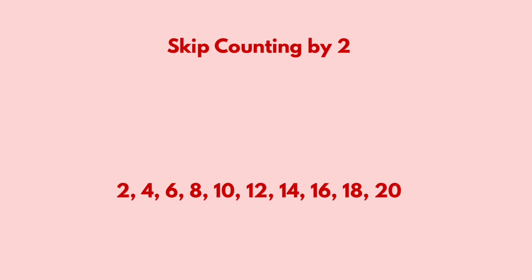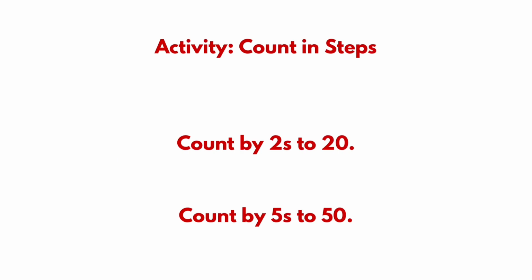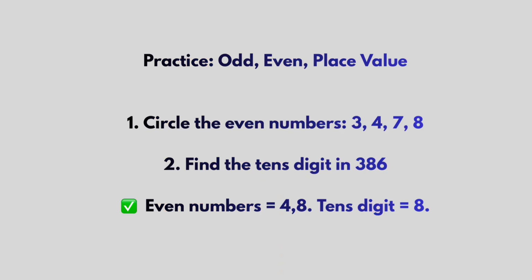Skip counting by 5: 5, 10, 15, 20, 25, 30, 35, 40, 45, 50. So we are practicing skip counting by 5. Also, here is a small activity. You can count in steps. Count by 2s to 20, count by 5s to 50. Okay, a fill in the blanks activity game is also here for you. Another activity is also added, odd, even.